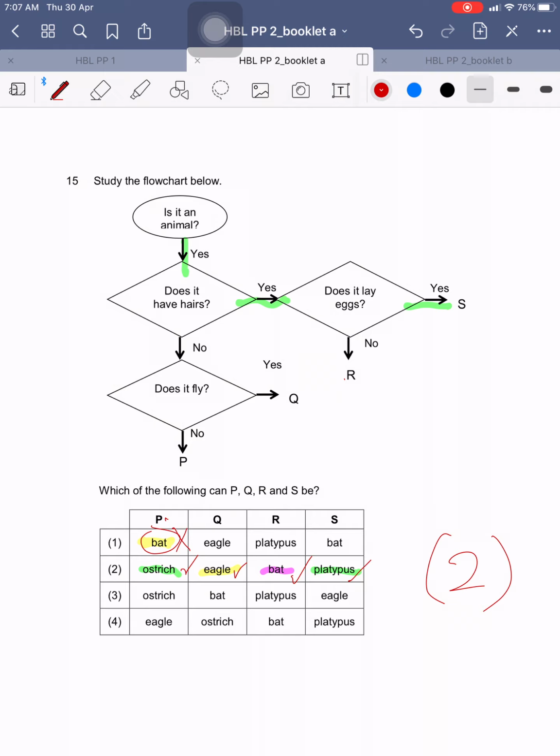Now you can try the rest of the options on your own. You'll realize that they will have mistakes in at least one of them.